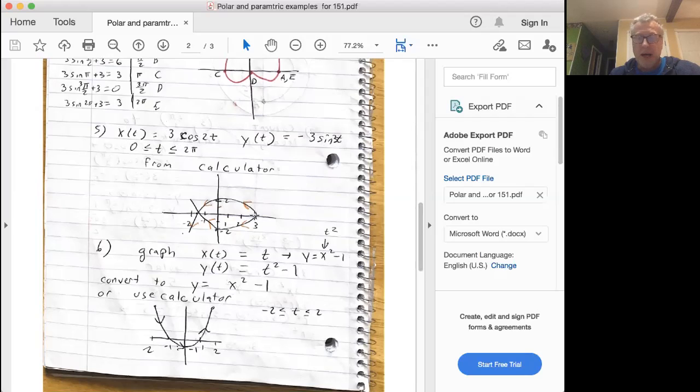Okay. Then when I go to pi over 2, I plug pi over 2 in. That's cosine of pi, because the 2's will cancel out. Cosine of pi is minus 1. Minus 1 times 3 is minus 3. Similarly, when I plug pi over 2 in, the sine of pi over 2 is 1. Okay. 1 times minus 3 is minus 3. So that gives us the point minus 3, minus 3. Okay. And then so on.